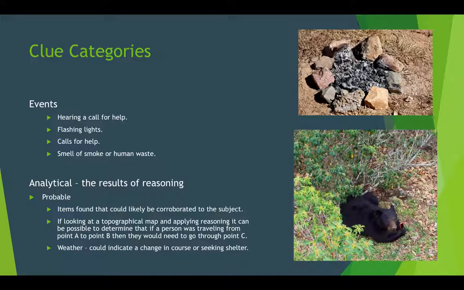There are also categories of events. This would be reporting hearing a call for help, or seeing flashing lights, or smell of smoke. And then finally there are analytical clues, the result of reasoning. These are thinking about where and how the individual might have traveled. So, if traveling from point A to point B, they would have had to go through point C, it'd be likely that you should send somebody to look at point C.